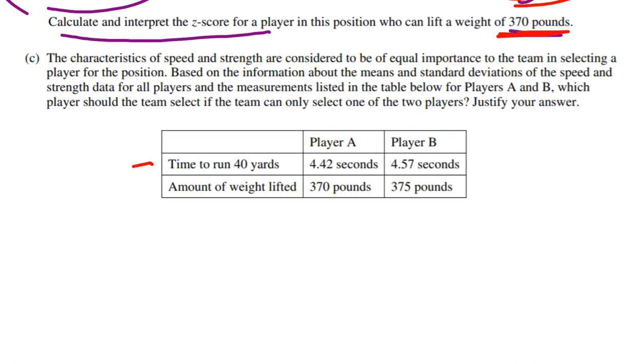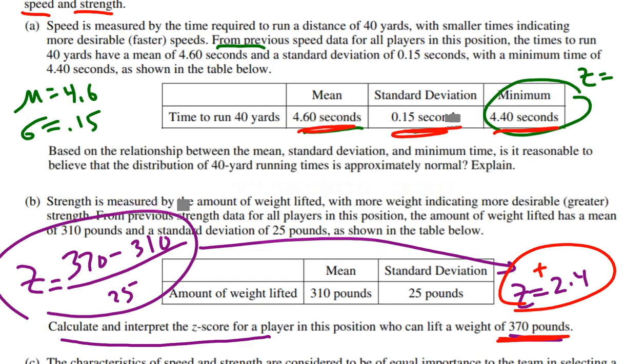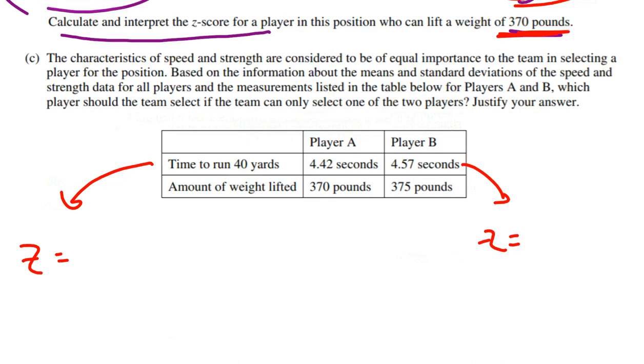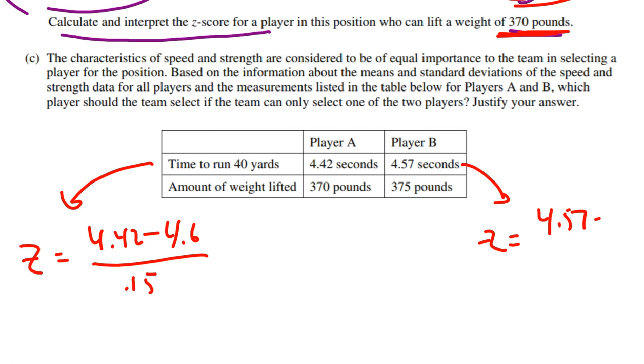So for player A, we're going to do the Z-score for their running time, and then for player B, we'll do the Z-score for their running time. So just remember the mean running times, just in case we forget them. Here they are. The mean running time is 4.6 seconds, and the standard deviation is 0.15. So the Z-score here is going to be 4.42 minus 4.6 over 0.15. And for this person, it's going to be 4.57 minus 4.6 over 0.15.